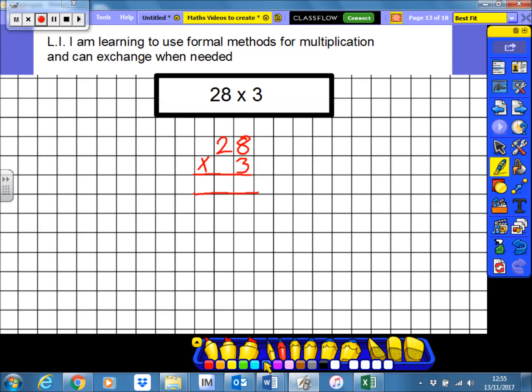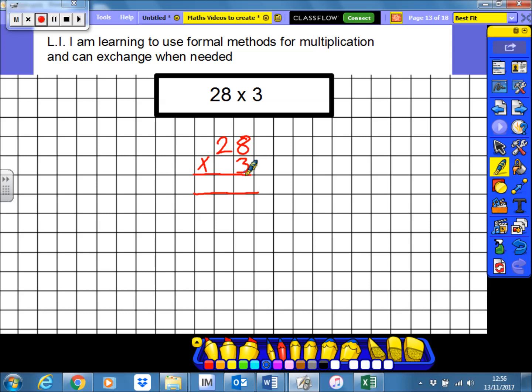There we are. Now, I'm going to do 3 times 8, get my answer. Then I'm going to do 3 times 2, getting my answer. And it's not actually 3 times 2 technically, it would actually be 3 times 20. But in this case, we can just do 3 times 2 to get the answer simply. So, 3 times 8 first of all. The answer to that one is 24.